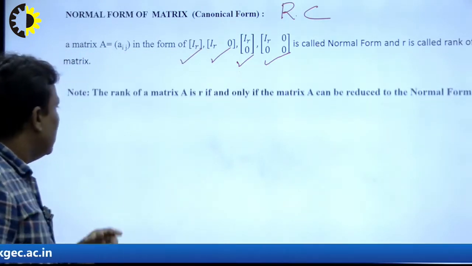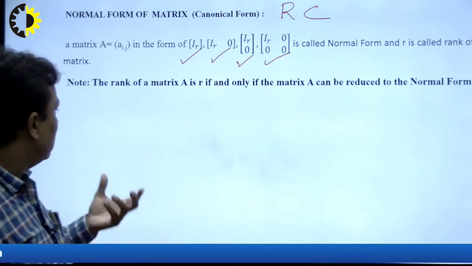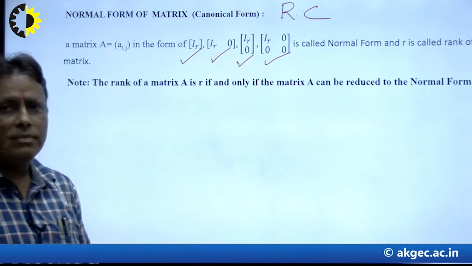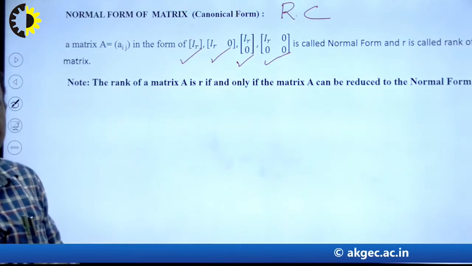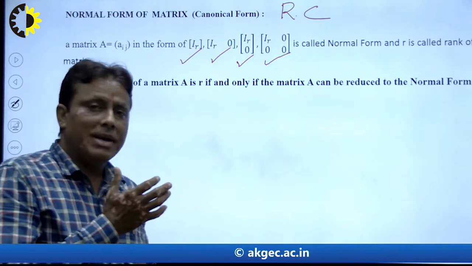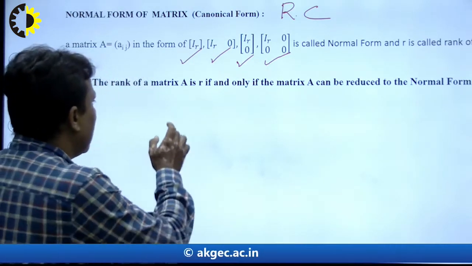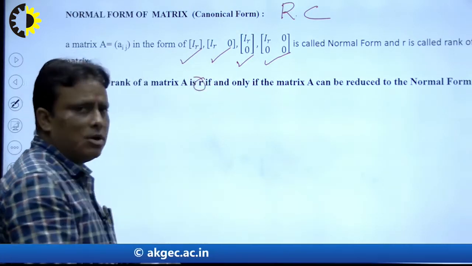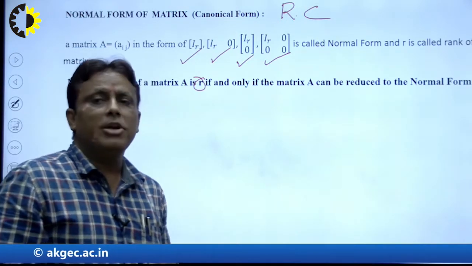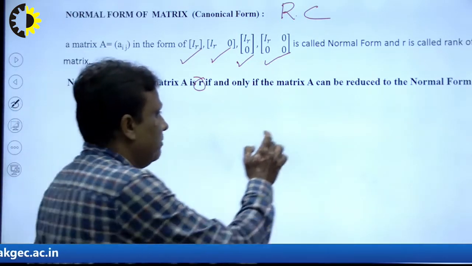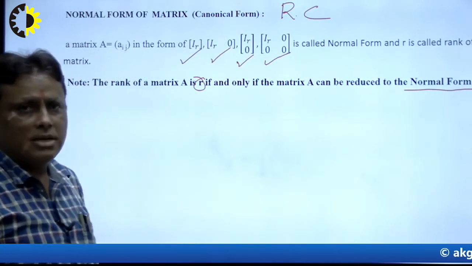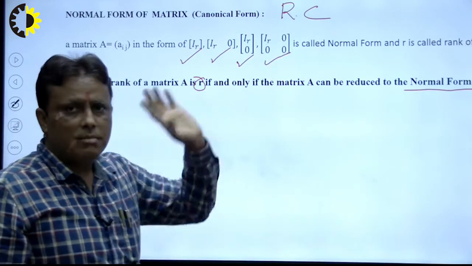Now note, a very important note: the rank of a matrix A is R if and only if matrix A can be reduced into normal form. The order of the identity matrix will be the rank, and the order there is R. So the rank of a matrix A is R if and only if A can be reduced into normal form. Normal form means any kind of these, maybe this, maybe this, maybe this.